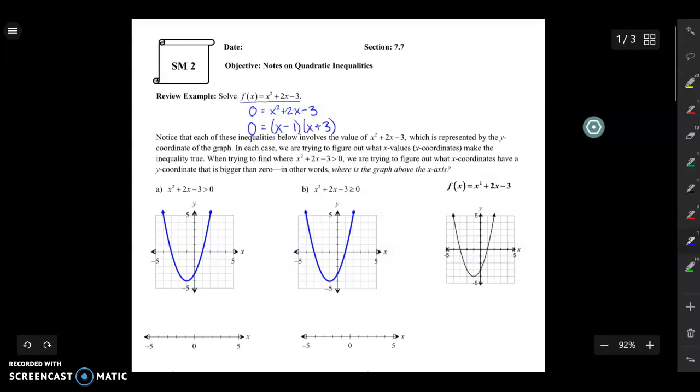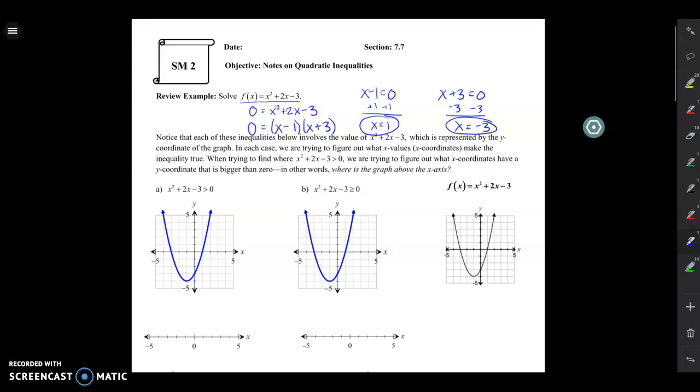Okay. Once it's in factored form, then I just take each factor and set it equal to 0. So x minus 1 equals 0. X plus 3 equals 0. And I'm just going to solve for x. So x equals 1, and x equals -3. Okay.